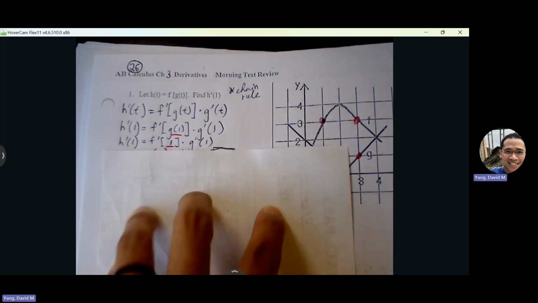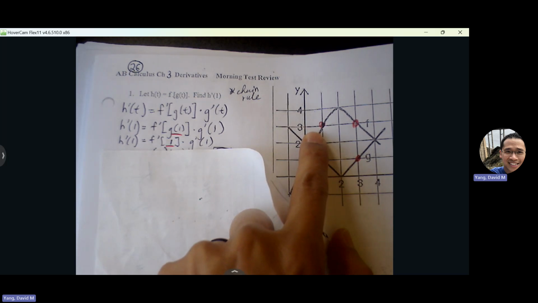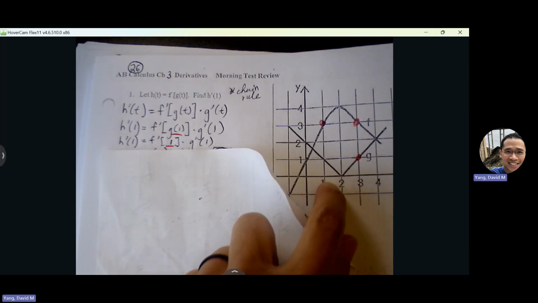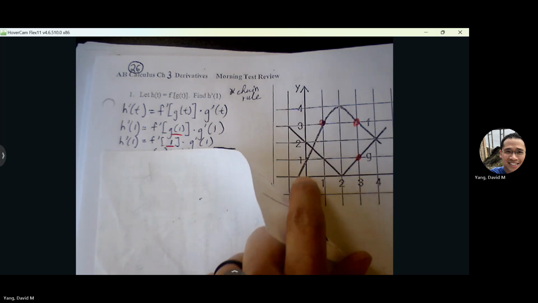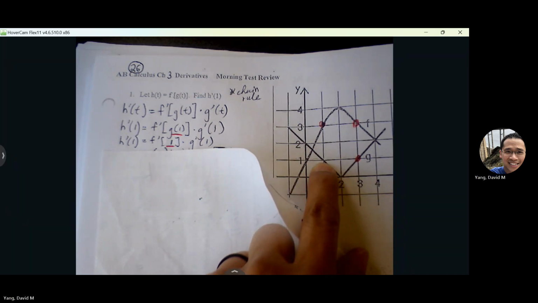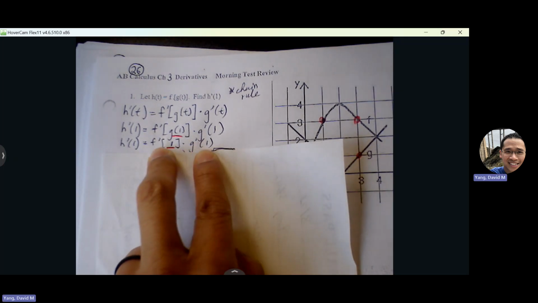So g of 1, you look at the g graph. The g graph at 1 is, g of 1 is 1, here. And then once we replace g of 1 with 1, then recopy the rest of the problem. And now you're just left with two things left to find, f prime of 1 and g prime of 1. And these are asking for the slope of the f graph at 1 and the slope of the g graph at 1.